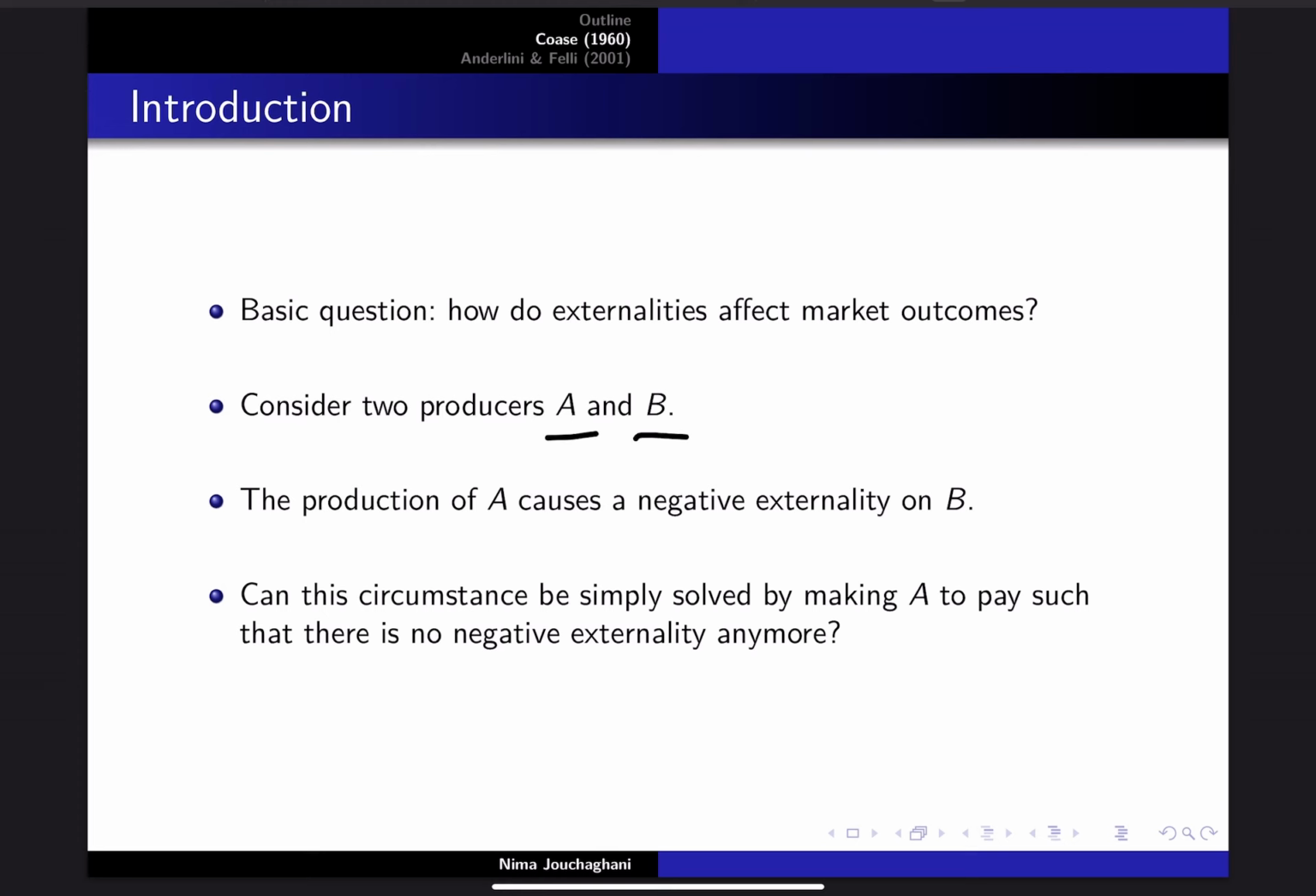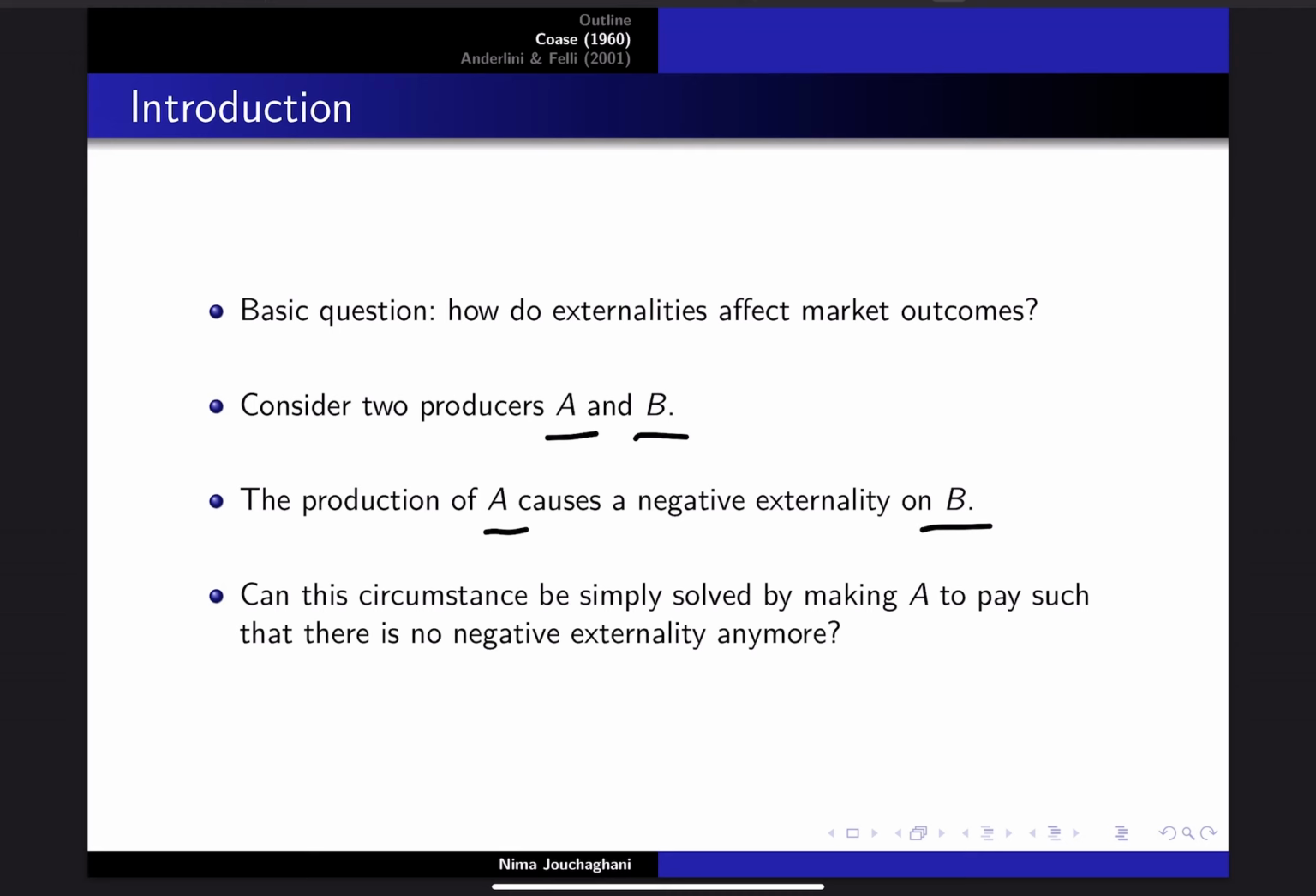And let's assume that the production of A causes a negative externality on B. Think of the example that we had last time in the problem set. So think of A as the steel producer and think of B as the fishery. And the basic question is: can the circumstance be simply solved by making A pay such that there is no negative externality anymore?